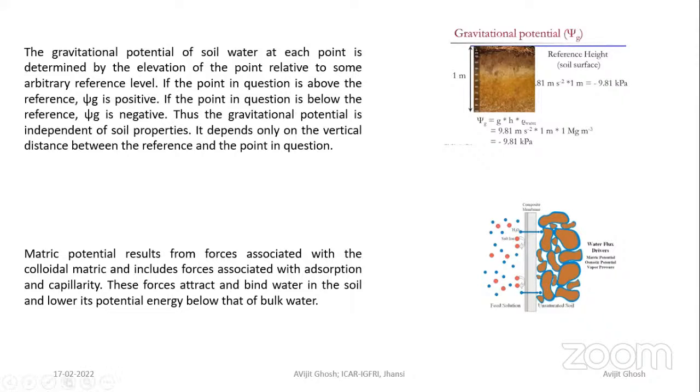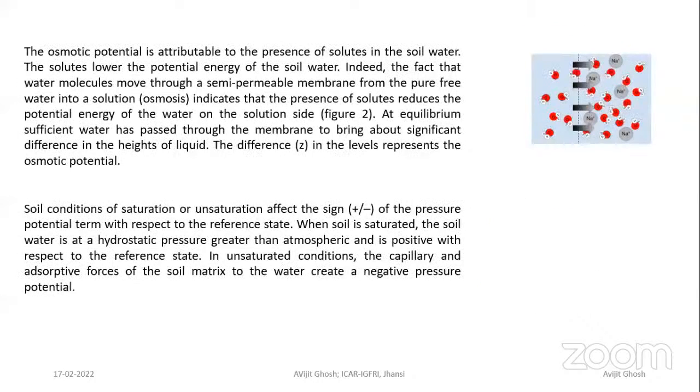These forces attract and bind water in the soil and lower its potential energy below that of bulk water, because pure water has zero energy, which we consider as the zero reference. And if water is adsorbed on the surface, its capacity to move away from the soil particles is decreased. That means its energy is reduced. So matric potential is expressed as a negative term.